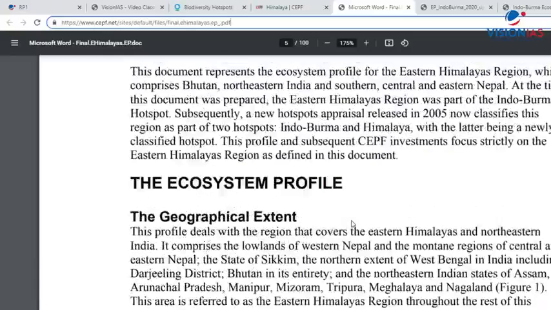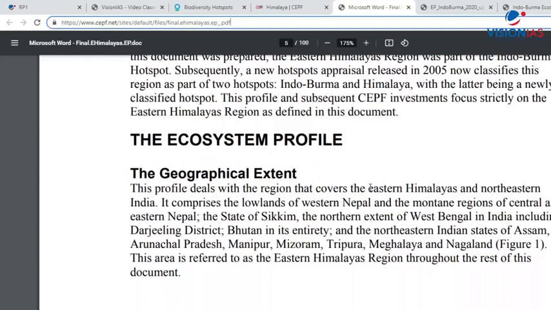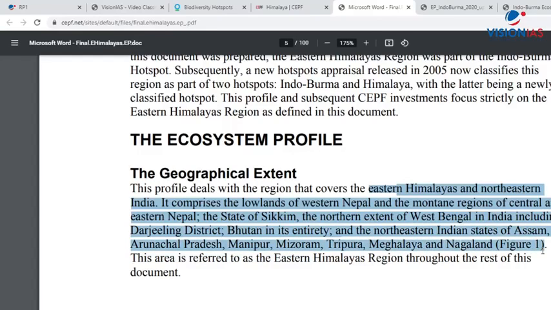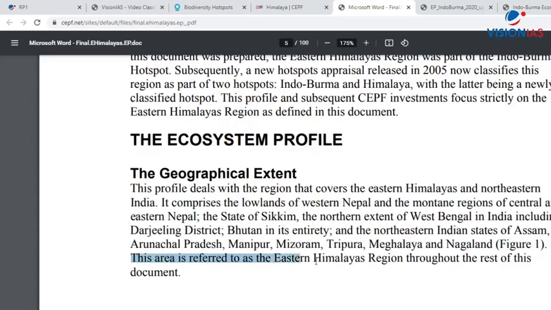So what is given here? If you can see clearly, Eastern Himalayas and Northeastern India, right? Lowland of Western Nepal, mountain region of Central Eastern Nepal, state of Sikkim, northern part of Bengal, including Darjeeling district, Bhutan, and the northeastern Indian states of Assam, Arunachal Pradesh, Manipur, Mizoram, and this part of it. Now the northeastern states of Assam, Arunachal Pradesh, Manipur, Mizoram, Tripura, right, this area is referred to as the Eastern Himalayan region. This is very important information I am sharing in the classroom.